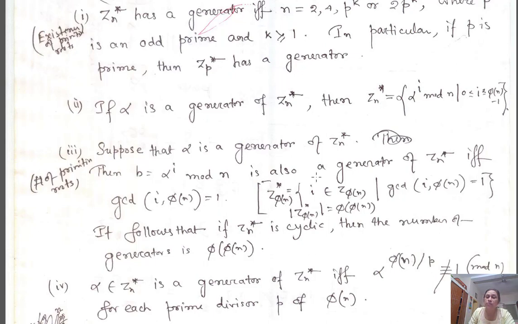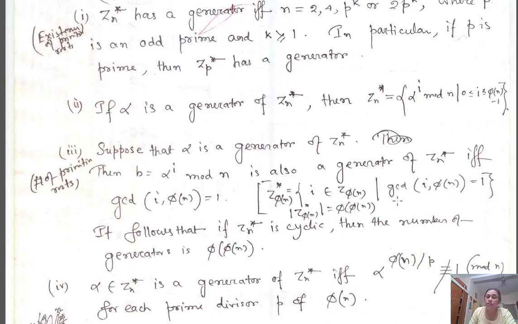If you consider, instead of Zn star, Z phi n star, it is the set of all integers I belonging to Z phi n. That means integers less than phi n and co-prime to phi n. These alpha to the power I are the elements of Zn star. So Zn star elements can be written as powers of alpha, and this I varies from 0 to phi n minus 1, so these i's are less than phi n. So how many of these powers are co-prime to phi n? That is essentially phi of phi n. That is the cardinality of this set.